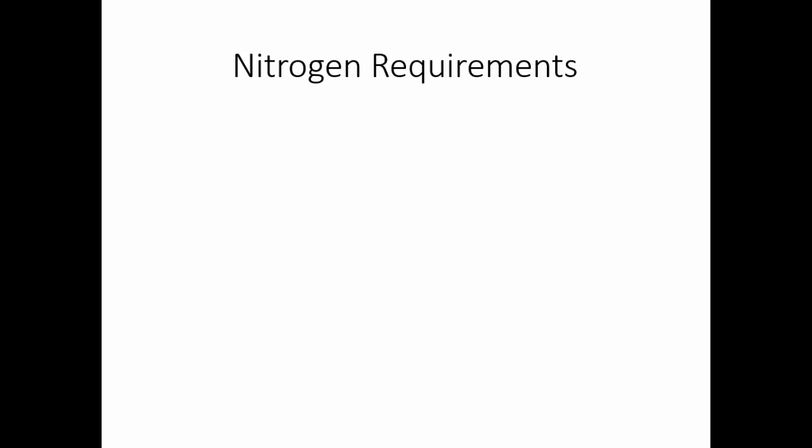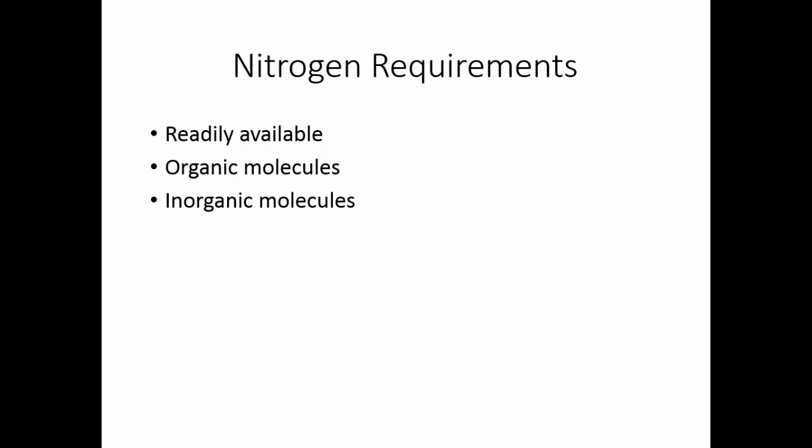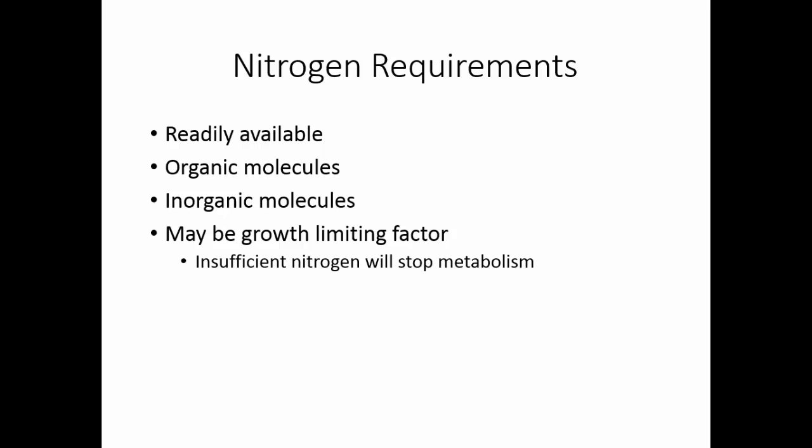The nitrogen requirements for organisms are pretty readily available. Proteins are the biggest source of nitrogen in organic molecules, and then there are all sorts of forms of inorganic molecules. Nitrogen can be a growth limiting factor. If there's not enough nitrogen in the environment, metabolism will stop because the organism will be unable to make proteins, and proteins are required to make enzymes and structures within the cell.